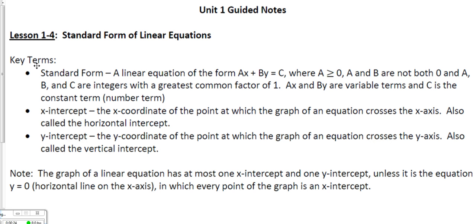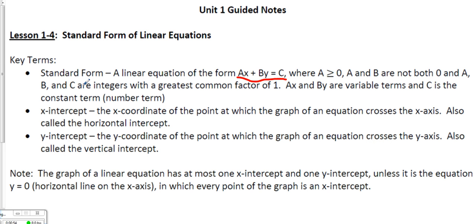So let's look at first our key terms. A couple things I want you to highlight or underline. Standard form, a linear equation of the form ax plus by equals c. Now to be true standard form, a has to be greater than or equal to 0, which means it has to be positive. A and b are not both 0, so you can't have 0x plus 0y equals some number. Okay, that just wouldn't make sense.